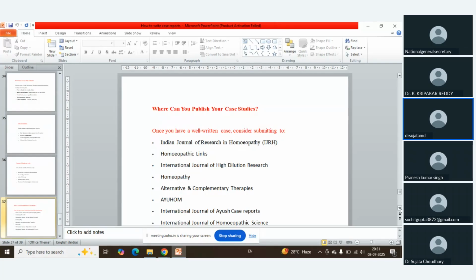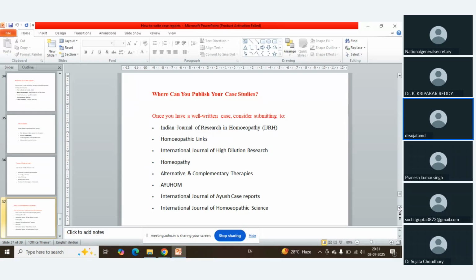And where can you publish your case studies? Some journal examples I have given: Indian Journal of Research in Homeopathy, which CCRH is publishing, Homeopathic Links, International Journal of High Dilution Research, Homeopathy, Alternative and Complementary Therapies, International Journal of Ayush Case Reports, International Journal of Homeopathic Science. There are many other journals where we can publish too, but these are the main journals where we can try to publish our case reports.